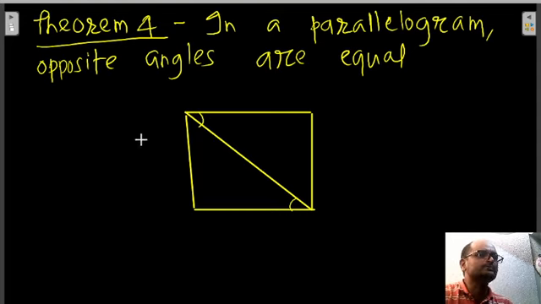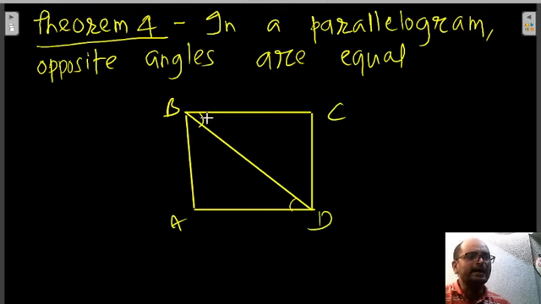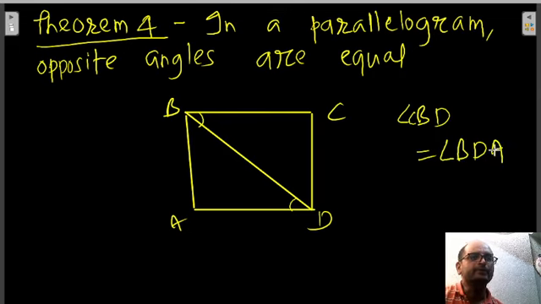In the parallelogram ABCD, BD is the diagonal. In the diagonal, the angle B is not bisected. If it is a square, then it will be bisected, also in a rectangle it is bisected. What this theorem is saying is that this angle and this angle are equal, means angle CBD is equal to angle BDA. You understood, these opposite angles are equal, that is what this theorem is telling.